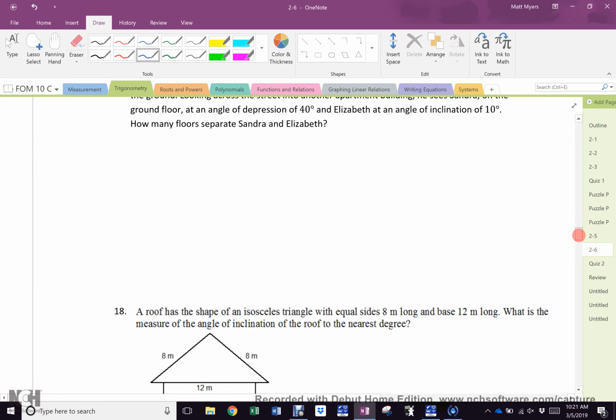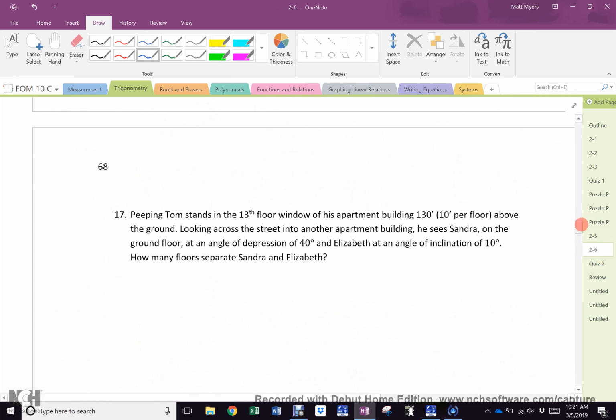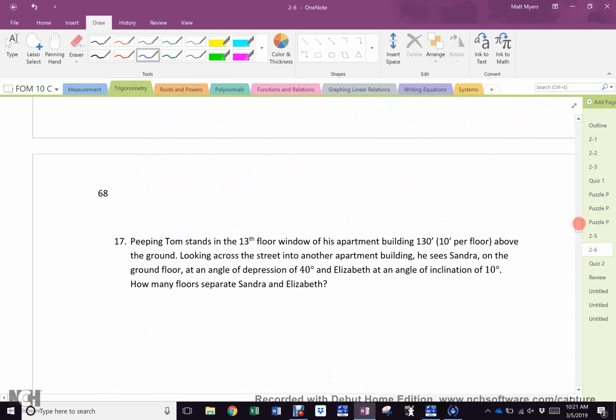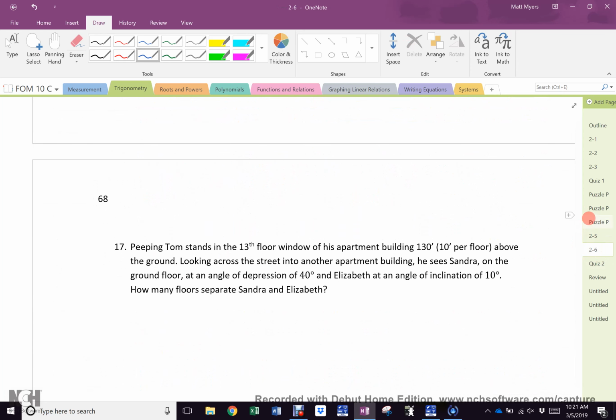And number 17 and number 19, when you read them carefully, you will figure it out. But I will give you a hint. You need to draw 2 right angle triangles to figure it out. Okay? Okay. Go.